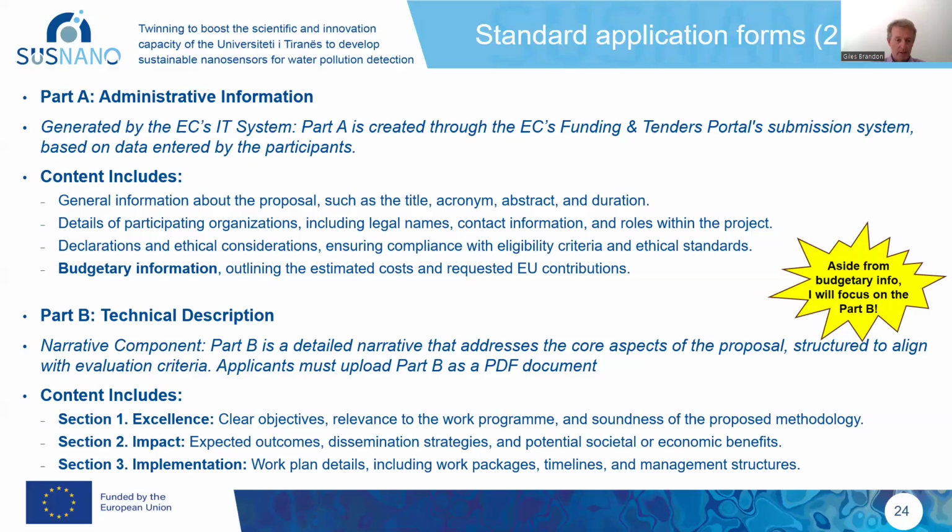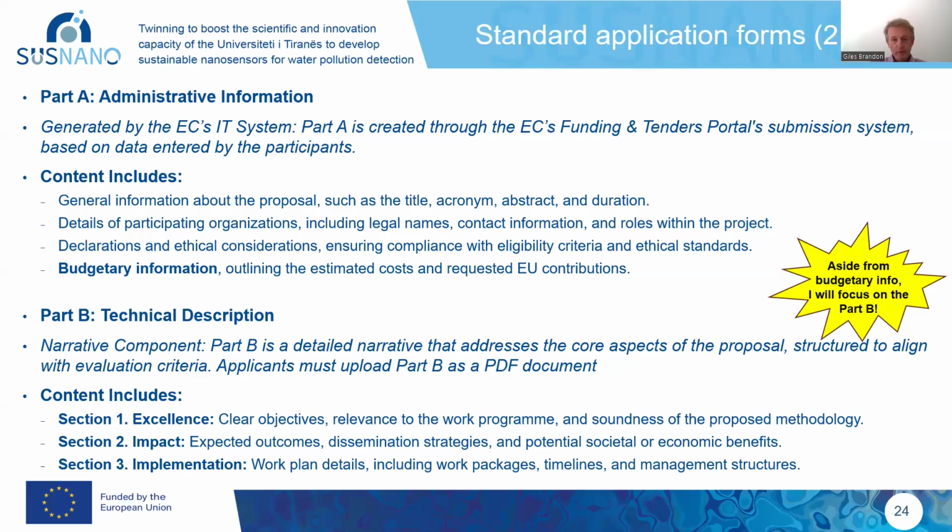So section 1, excellence, where you have to describe clearly your objectives, relevance to the work program, the soundness of the proposed research methodology. There's a section 2, impact, where you have to describe the expected outcomes, dissemination strategies, and potential societal or economic benefits. And then there's a section 3, implementation, where you have to give information about the work plan details, including work packages, timelines, and management structures.